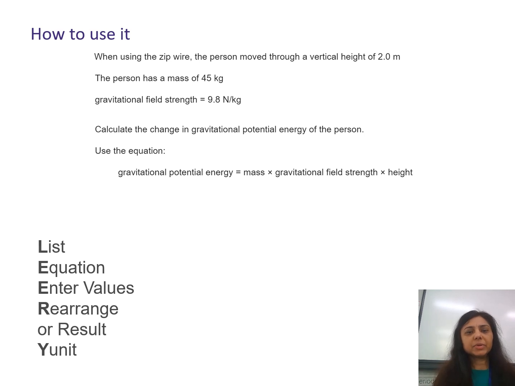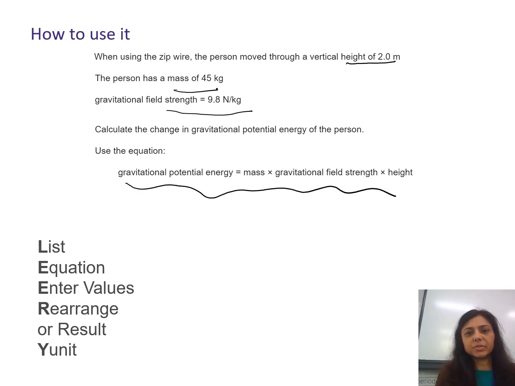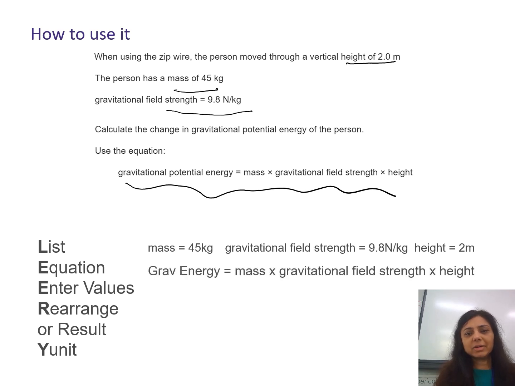So let's look at an example of how we're going to use LEERY. We've been told the height is 2 meters, the mass is 45, and the gravitational field strength is 9.8 newtons per kilogram. You've even been given the equation here, so just copying that down will give you the marks. So list, just copy the values that have been given to you, and copy the equation down. This is quite a simple example because all you're doing is multiplying the values. You don't need to rearrange the equation in this case, and then multiplying the three you'll get an answer. Energy in this case is measured in joules, so that's all you will have to write down.